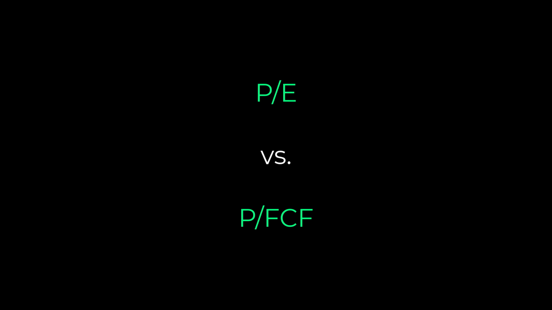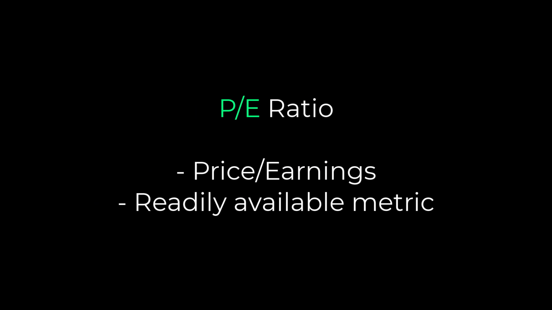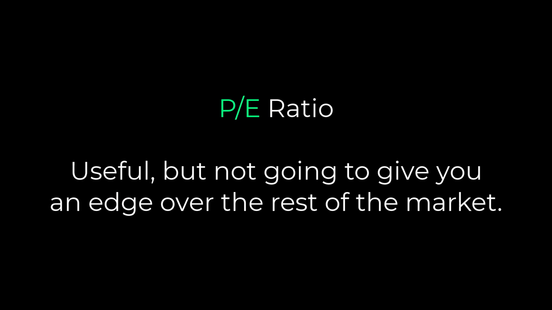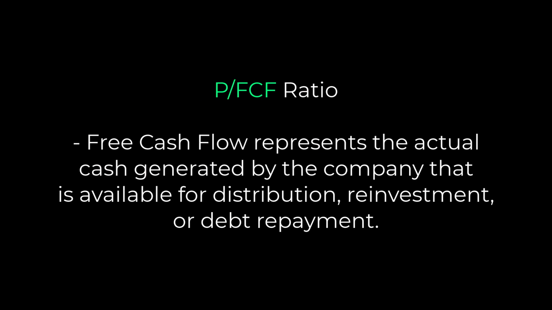Price to earnings versus price to free cash flow. Let's start off by talking about the PE ratio. This is just simply price divided by earnings, and it's a readily available metric that is basically posted on every finance website, and it's quoted by every pundit on CNBC. It does have usefulness, but that data point is not going to give you an edge over the rest of the market because everybody's using that data point. Now let's contrast that with the price to free cash flow ratio. What is free cash flow?